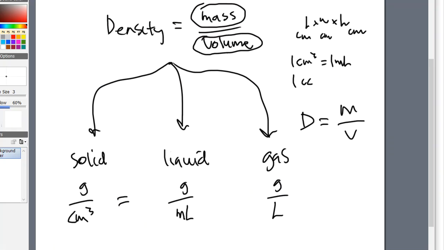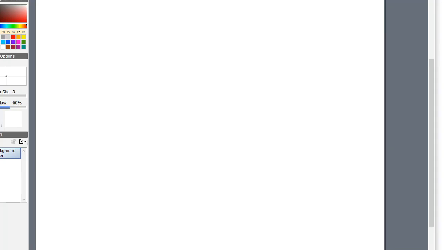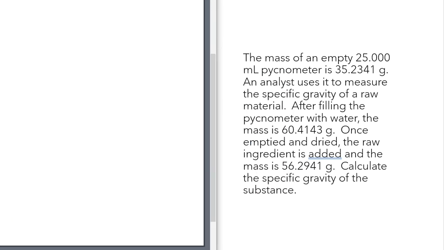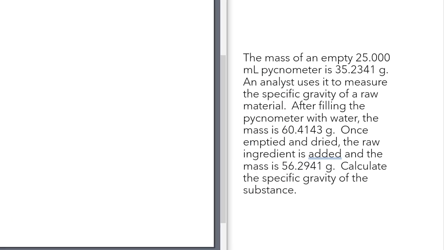All right, so how on earth do we do this type of example problem and calculate specific gravity? Because for the first time here, it's actually telling me to calculate the specific gravity of a substance. So that's what we're going to focus on, and I'm going to show you how easy this is going to be.